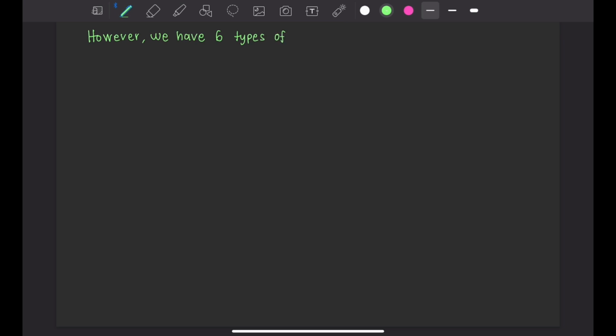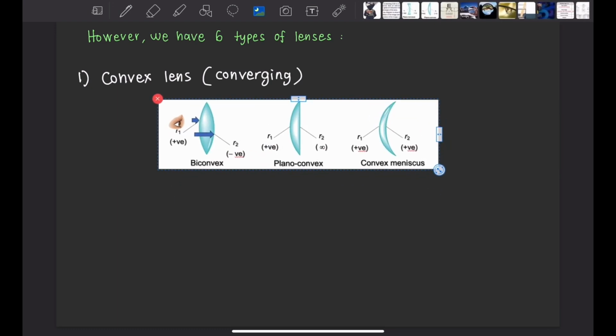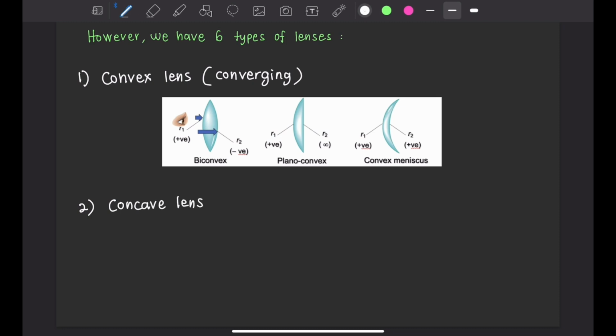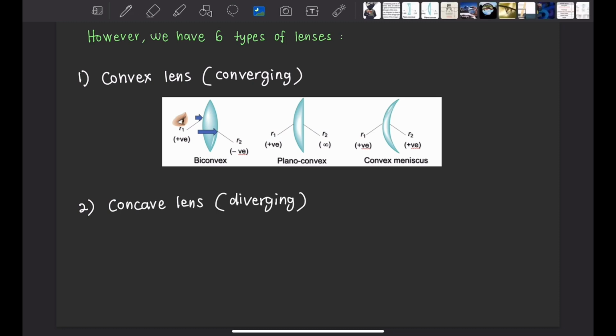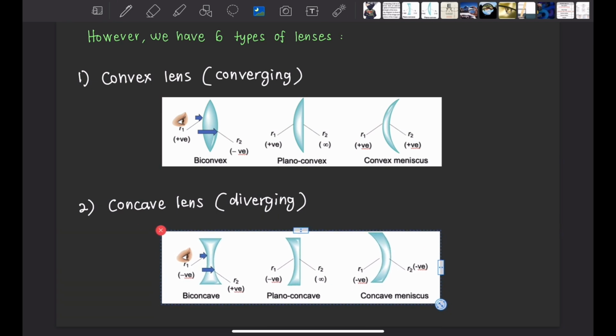However, we are not learning just two types, but actually we have 6 types of lenses in total. So for convex lens, we have 3 types. First is biconvex that we learned just now, and then we also have plano-convex, and we have convex meniscus. Meanwhile, for concave lens, we also have 3 different types of lens. First is biconcave, we learned just now, and we have plano-concave, and we have concave meniscus.